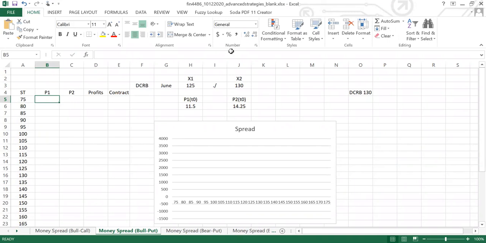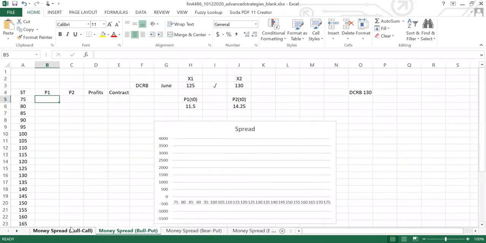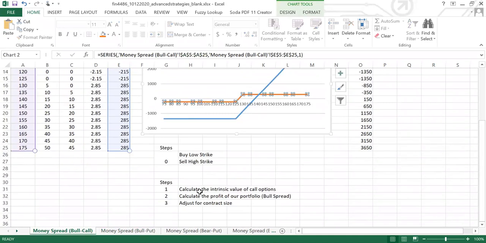So steps that we need to follow. As a matter of fact, if you look here below in this spreadsheet, you will see these three steps. First, get the intrinsic value. Second, get the profit. Third, adjust for contract size. And you have that here too. These steps are here too when we were working with the call options.